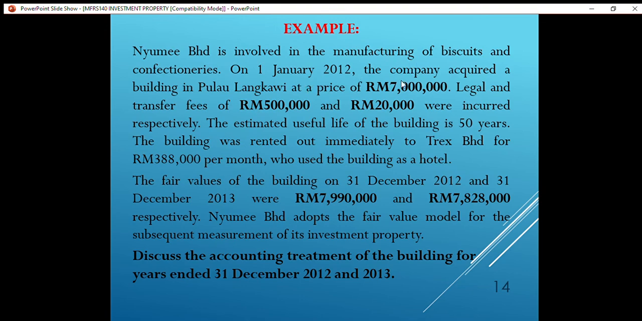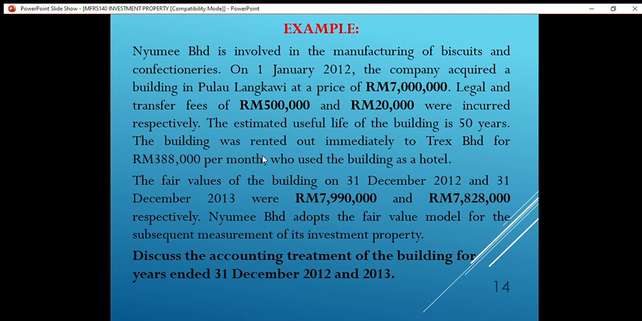The costs involved here can be included as the initial cost of the property. The purchase price, and the legal and transfer fees, are the initial cost of the investment property. The estimated useful life of the building is 50 years. The building was rented out immediately to Trax Berhad for 388,000 per month.